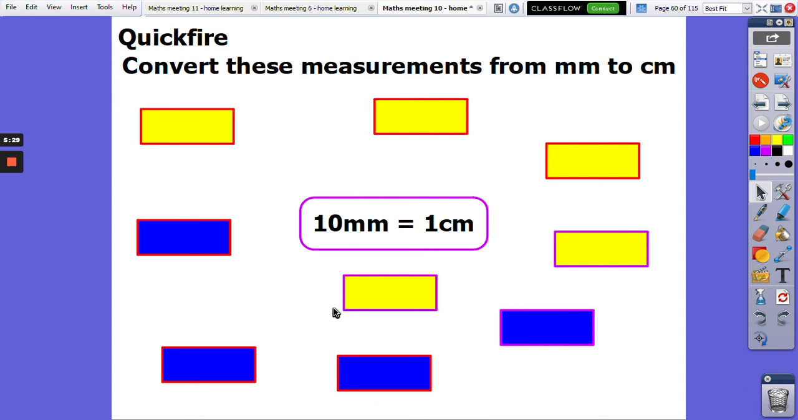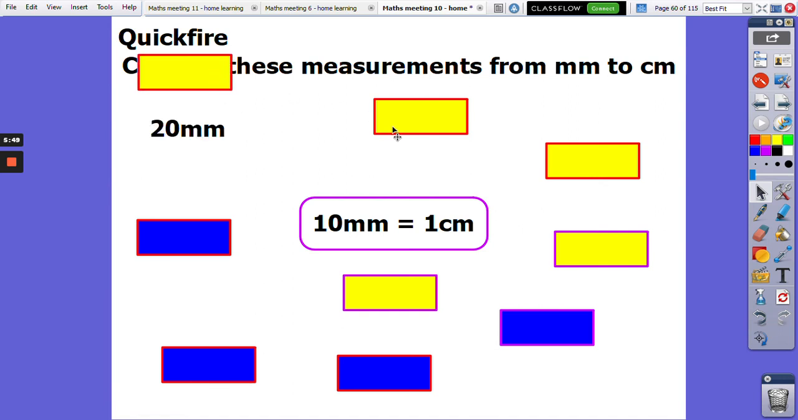Okay, we've got some more converting now. Remember, 10 millimeters equals 1 centimeter. I'm going to reveal the measurement. I'm going to pause for you to shout out your conversion. Then I'm going to tell you the answer. So you just shout out the answer in centimeters. Okay, so let's go.